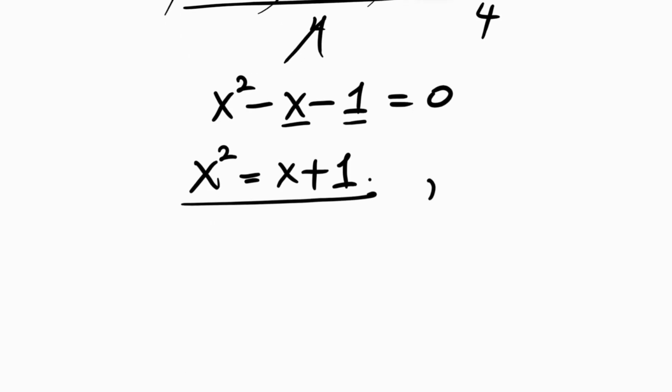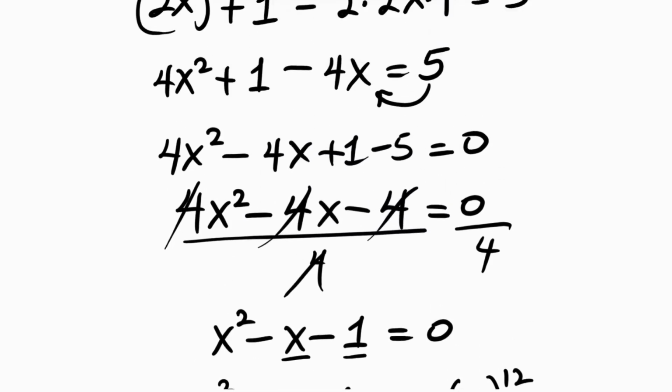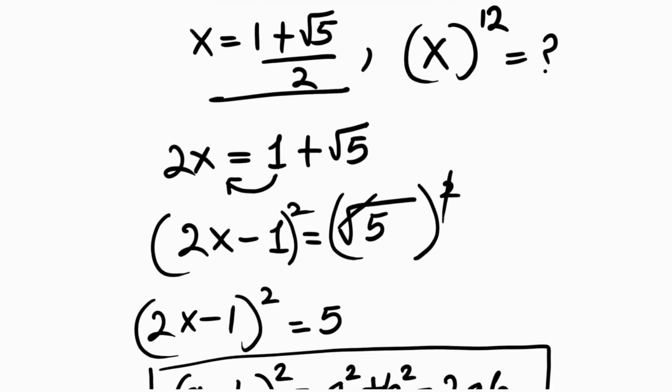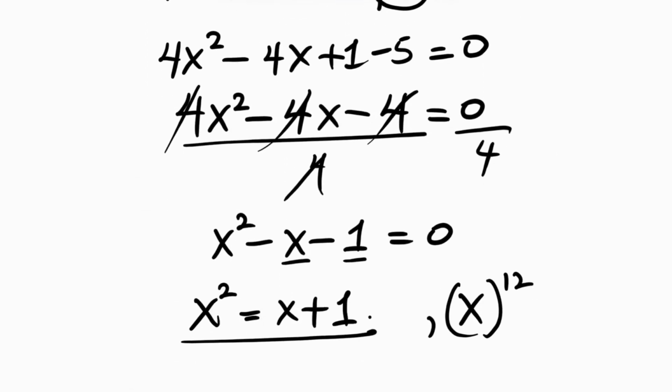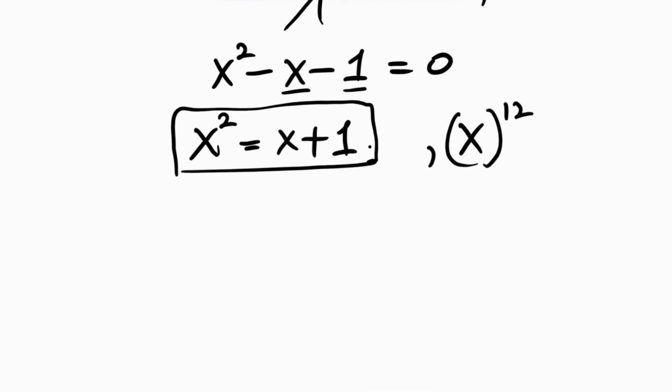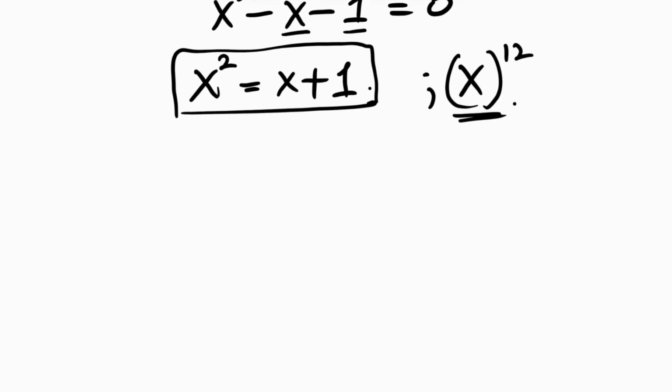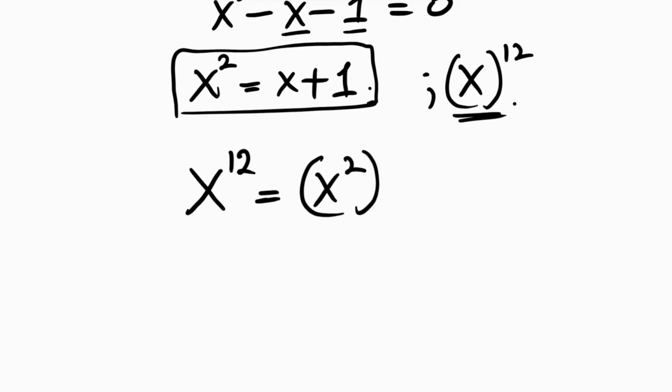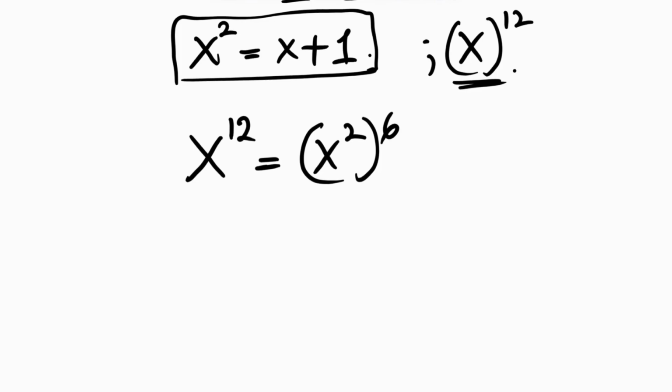Now we know also that we have x raised to power 12 as well. Let's take a look again. x raised to power 12. So now x squared is x plus 1. So now let's take a look at x raised to power 12. x raised to power 12 is the same thing as x raised to power 2 times 6, from the fact that we know that a raised to power mn is the same thing as a raised to power m, raised to power n as well.